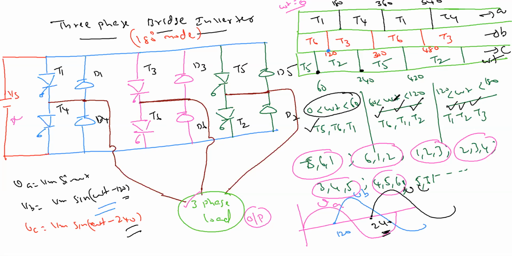Yes, sir. Okay, now I want to draw the waveforms here. I explained in V0 that at any instant only 3 SCRs are conducting. So please mention these things here. In 180 degree mode, each SCR conducts for 180 degrees of a cycle.